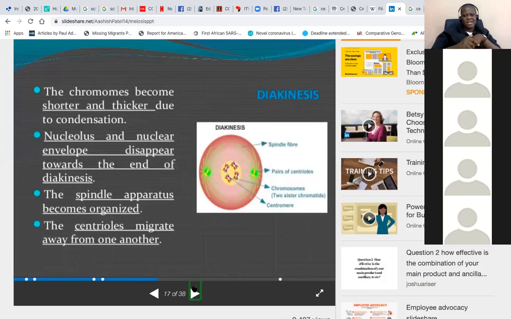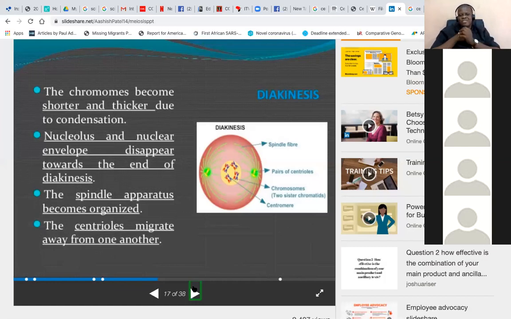Then at the end of that, what happens at the end of diakinesis is that, prior to this stage, the chromatids are still located within the nucleus. But now they need to go out of the nucleus so that the recombination would happen, so that they can now be packaged into the individual daughter cells. So the chromosomes become shortened and thickened due to condensation.